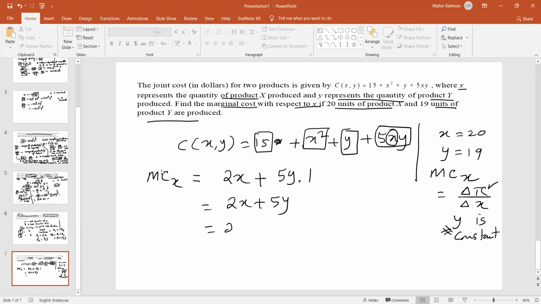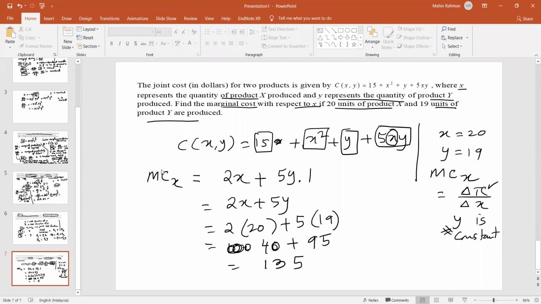Now you have to substitute X equal to 20 and Y equal to 19. So it will be 40 plus 95, so 135. Am I right? The answer is 135. Yes.